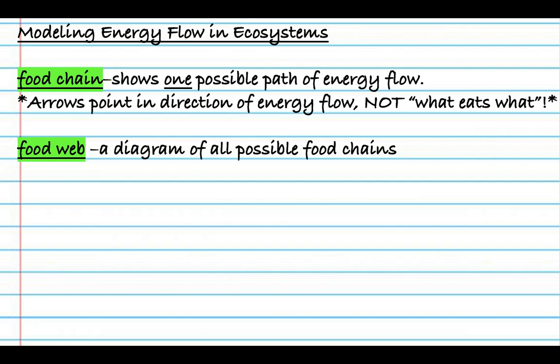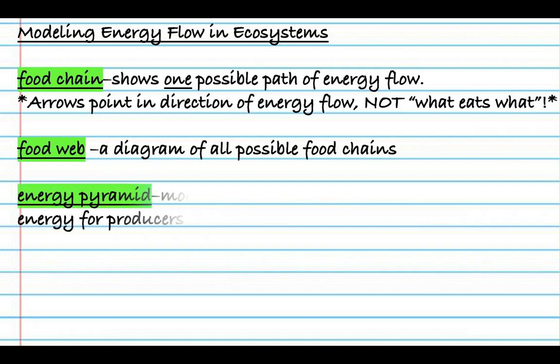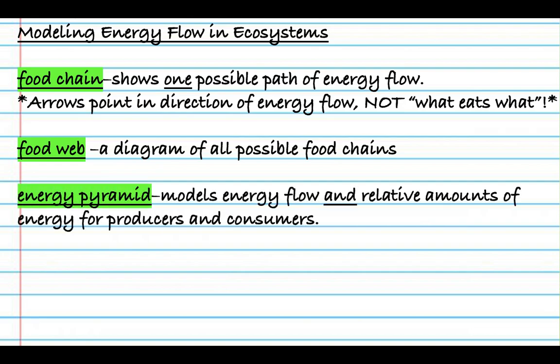The last model that we sometimes use to show energy flow through an ecosystem is an energy pyramid. Okay, the usefulness of an energy pyramid is that it shows how energy flows, and it also shows the relative amount of energy for producers and all the subsequent consumers. So I'll show you what I mean by that in just a second. Let's get this definition down first.